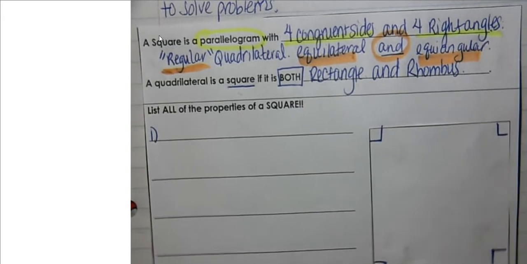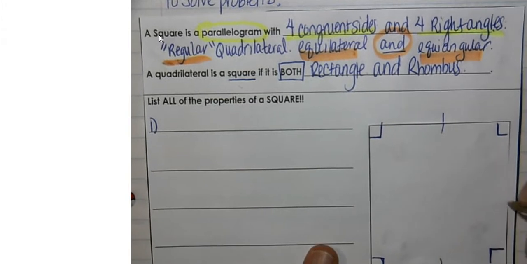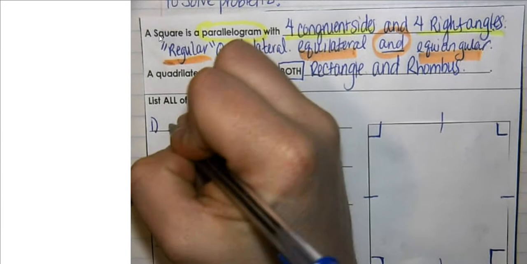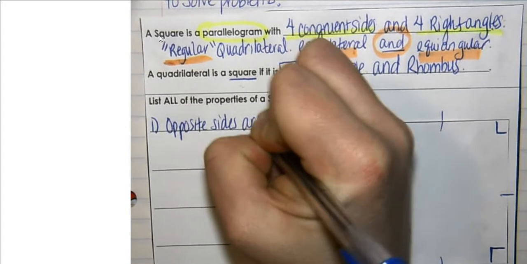It has 4 congruent sides and 4 congruent angles. So far I have marked up what I know about a square. But talking about the properties of a parallelogram, we know that opposite sides are parallel.